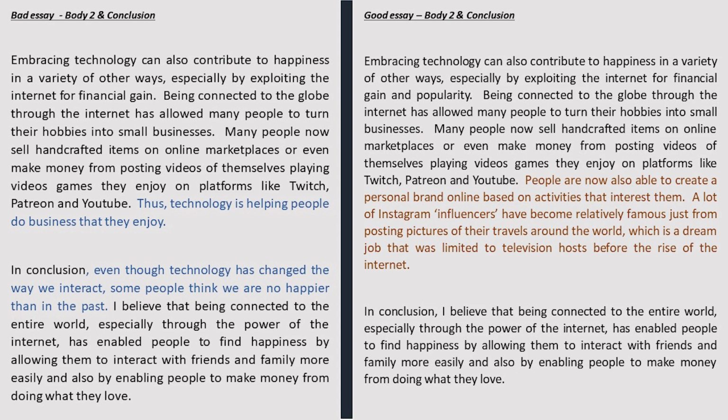So instead of adding this summary statement, on the right-hand side, you can see I've added a new point. It says people are now also able to create a personal brand online based on activities that interest them. A lot of Instagram influencers have become relatively famous just from posting pictures of their travel around the world, which is a dream job that was limited to television hosts before the rise of the internet. In other words, people are doing jobs that interest them. So that's making them happy. So that's a supporting point.